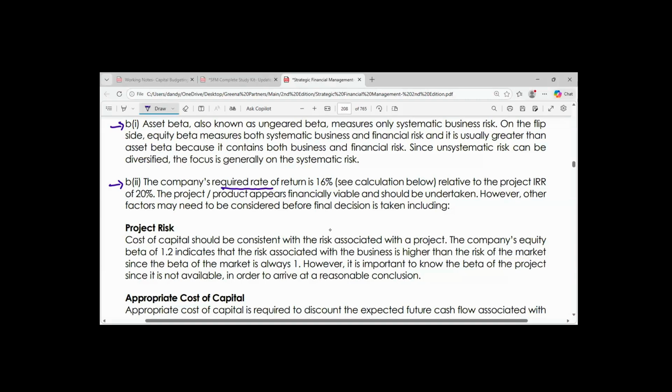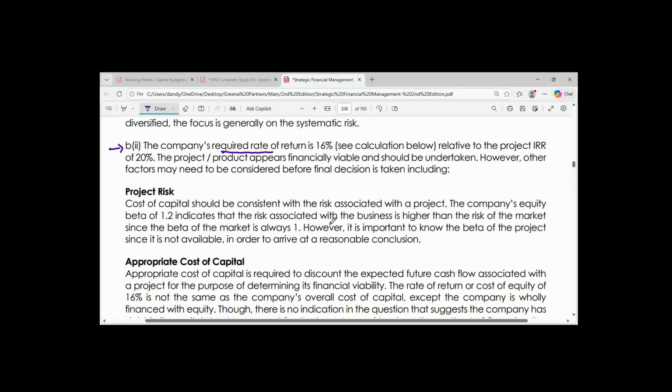Not all investors rely so much on the capital asset pricing model, because most of its underlying assumptions are not realistic. All right. However, this is the additional information I provided on that. The first one is project risk. Cost of capital should be consistent with the risk associated with a project.